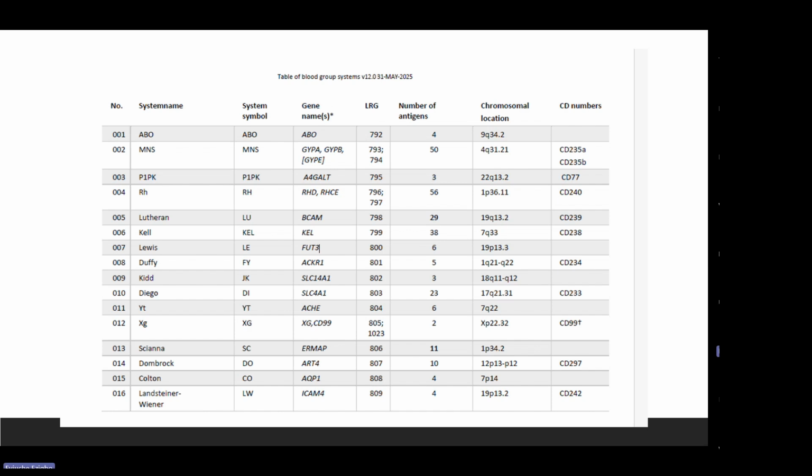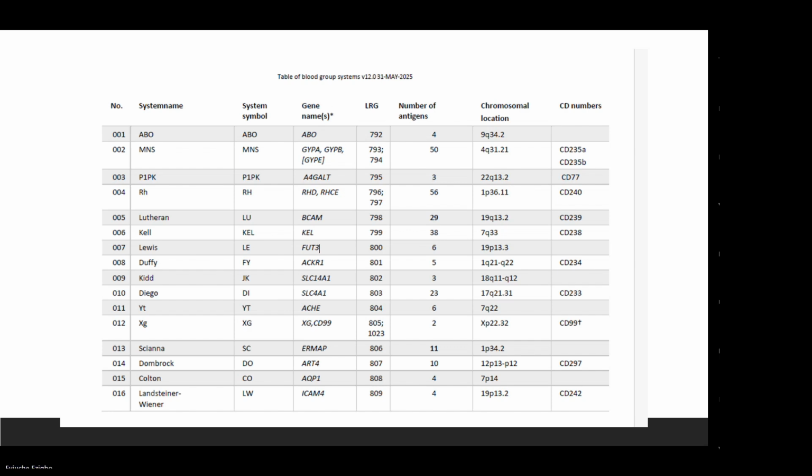When we look at this table, it tries to show us some of these blood groups that have been identified. You can see from number 1, which is the ABO, the system symbol, the gene name, the ISBT range, LRG, number of antigens present, chromosomal location, and the CD numbers. So they were able to link the antigen on the surface with the gene that is responsible for its expression and the chromosomal location.